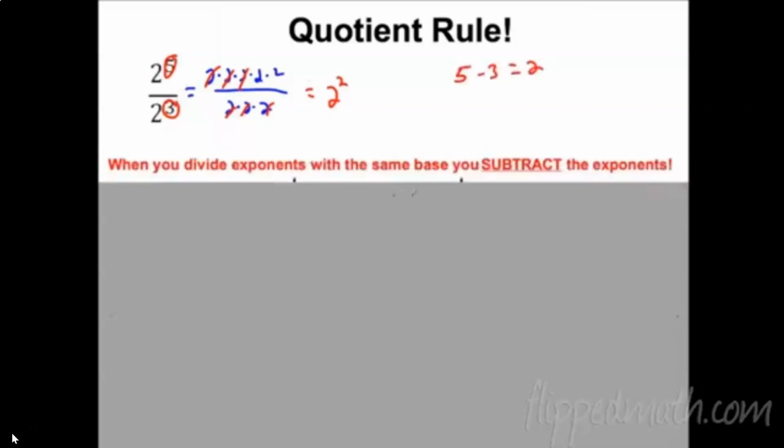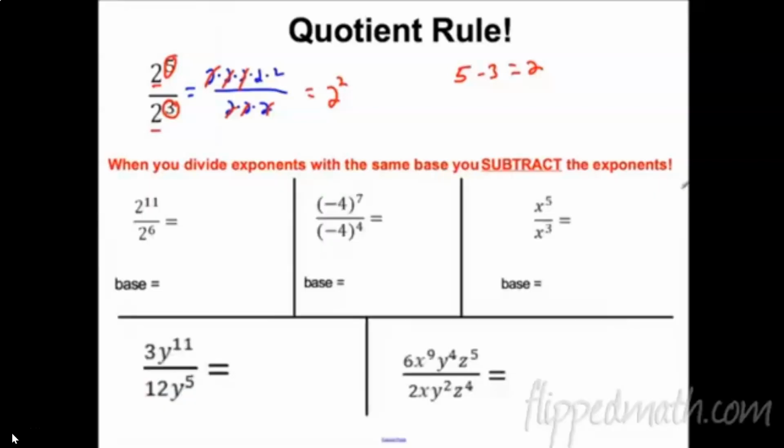So the quotient rule says when you have that same base, again, it's only because they both have the base of 2, you divide exponents with the same base, you subtract the exponents. So jot that down, have it, pause it if you need to. All right, let's do some examples of this.